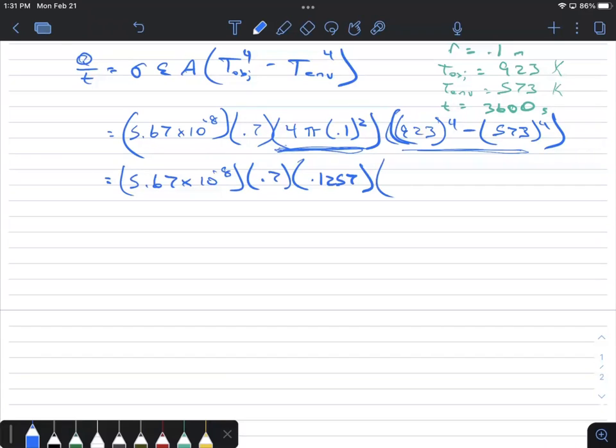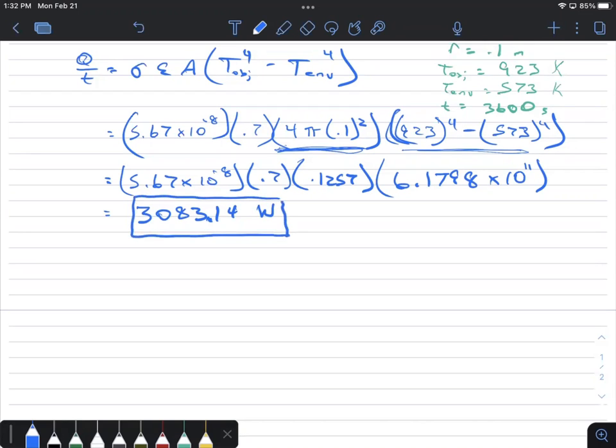All right, what about this stuff? Well, 923 raised to the 4th power minus 573 raised to the 4th power. And all of that stuff in the parentheses is 6.1798 times 10 to the 11th. Okay. Now, we'll just multiply everything through. So I have 6.1798 times 10 to the 11th times 0.1257 times 0.7 times 5.67 times 10 to the minus 8. And at the end of the day, I get an answer of 3083.14. And that is power, Q over T, energy per time. So you could either use, if you want to write the units, joules per second, or the fancy is watts. All right, are there any questions about this calculation?